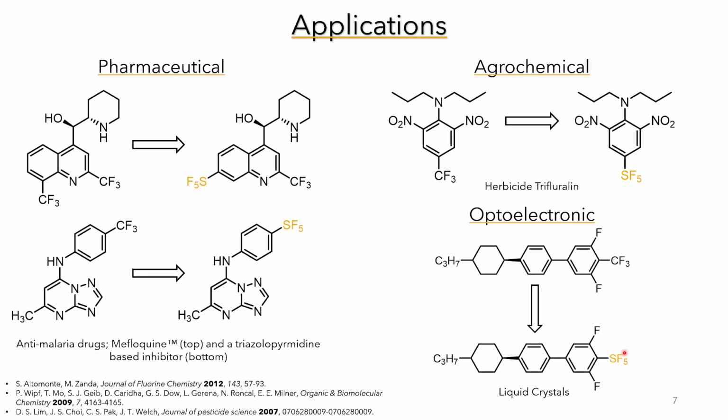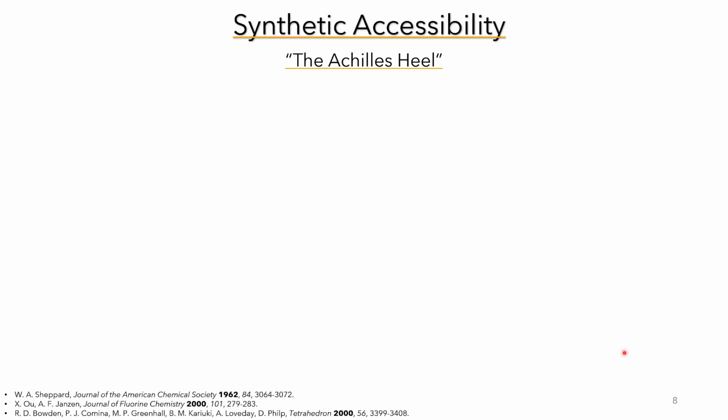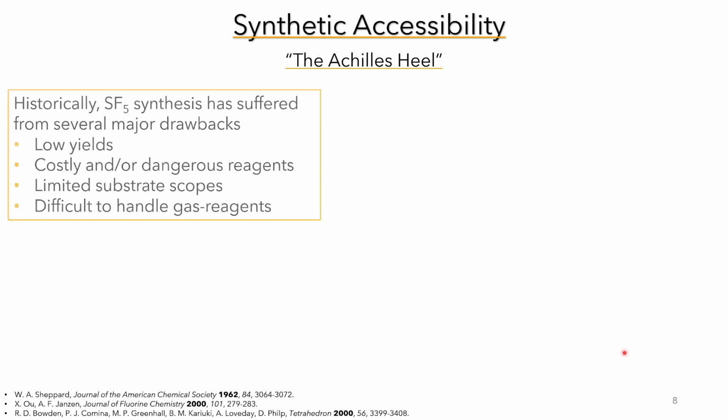So everything sounds pretty great up until now for the SF5, but what's the catch? The Achilles heel, you could say, of this group is the synthetic accessibility. Essentially, it's very difficult to make. Historically, SF5 synthesis has suffered from several major drawbacks: low yields, costly and or dangerous reagents, limited substrate scopes, and difficult to handle gas reagents.